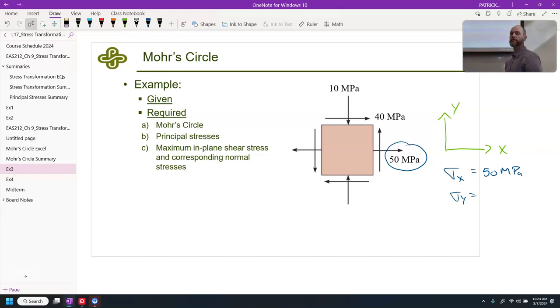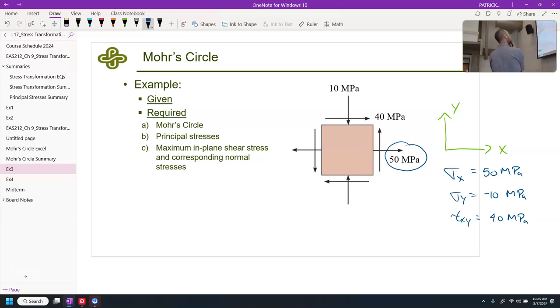Sigma y, what's our start value? Negative 10. And tau xy, what's our start value? Positive or negative? Question? Yes, the arrows would be pointing, instead of the top right corner, at the bottom right corner. Okay, so that's what you have.